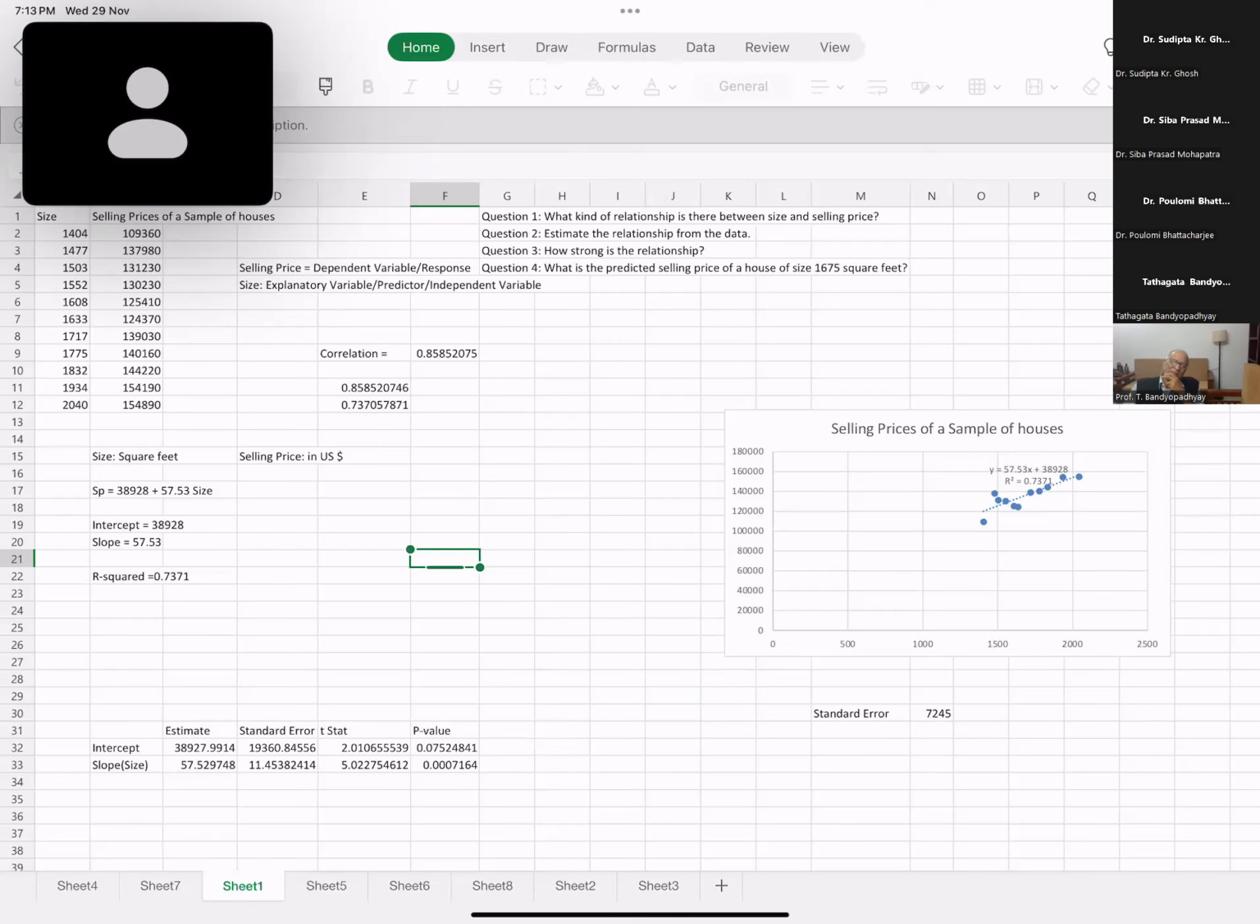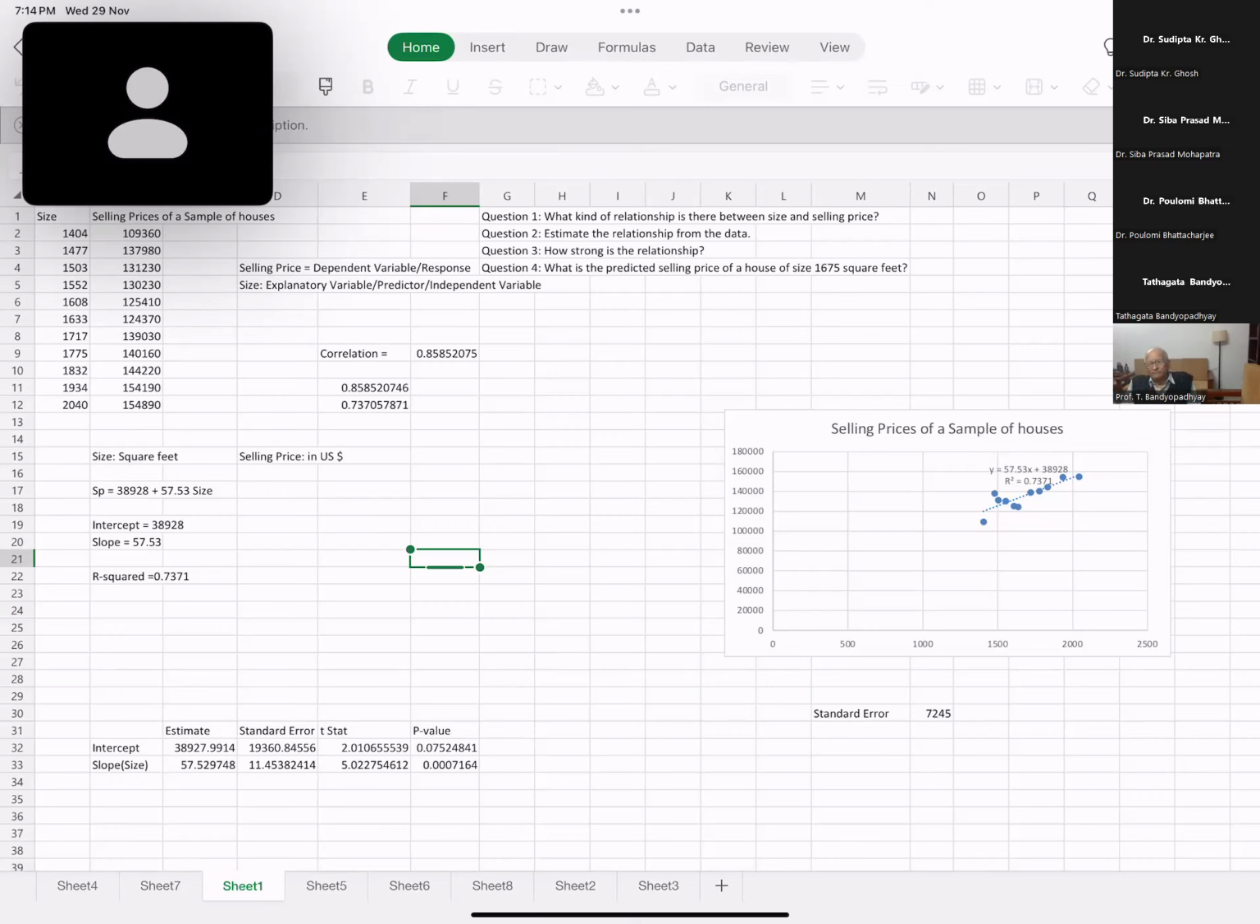Because suppose there are 10 apartments, all of which have size 1,000 square feet. But the selling prices of these 10 apartments won't be exactly equal. Even though their sizes are the same, their selling prices could be different. But on the other hand, if I consider 10 apartments whose sizes are equal to 1,000 square feet and 10 apartments whose sizes are equal to 1,200 square feet, then I would expect that the selling price of the 1,200 square feet apartments would be on the average more than the selling prices of the 1,000 square feet apartments.